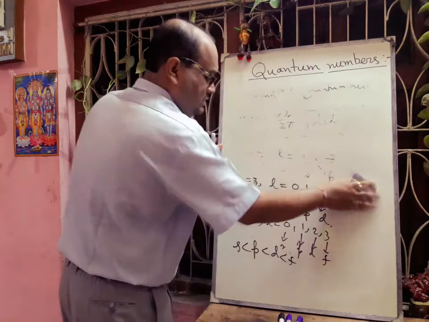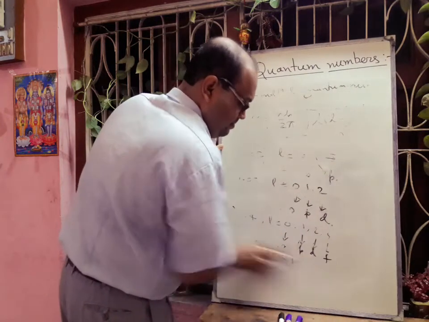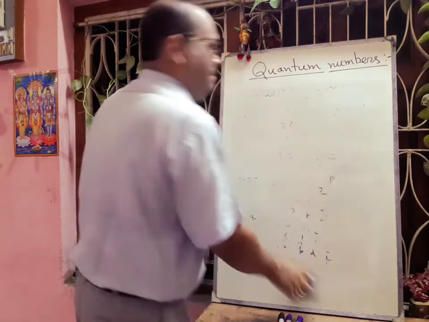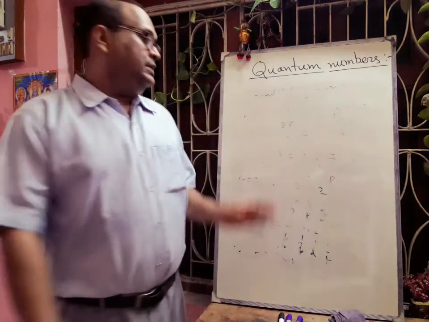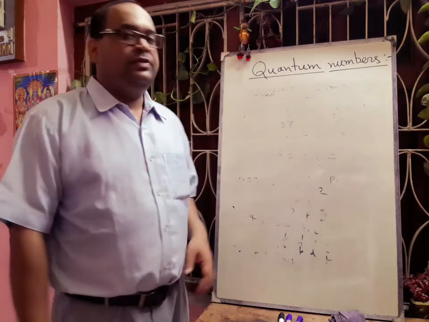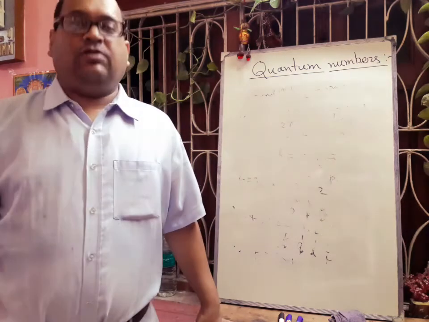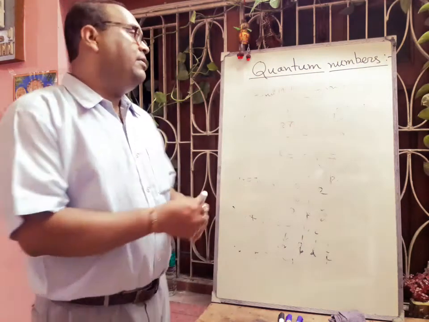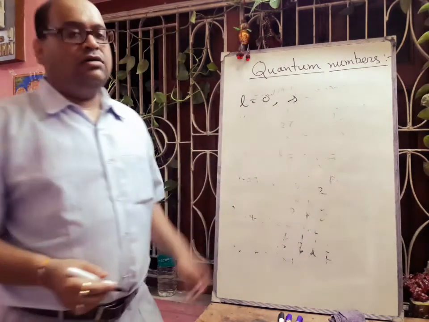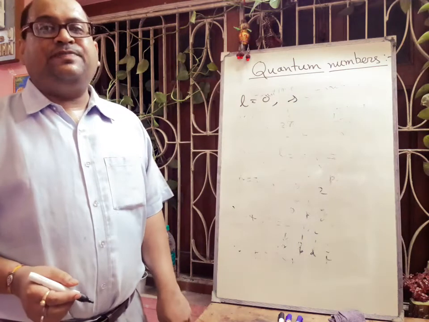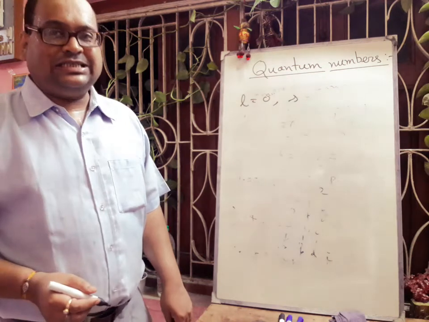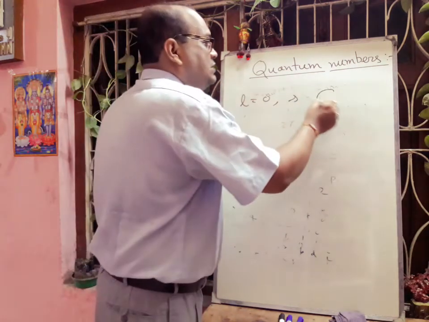Next we will discuss what actually L determines. Actually, L determines the shape of an orbital. When we are thinking about L equal to 0, this is the s orbital. Now this s orbital is spherically symmetrical. If we draw the structure, then you can understand this is the s orbital.